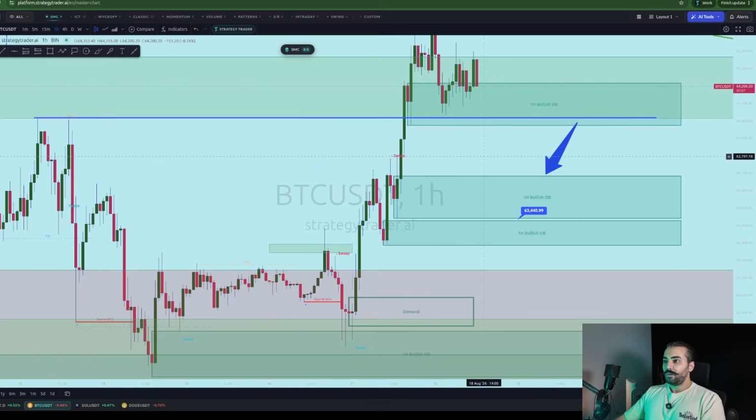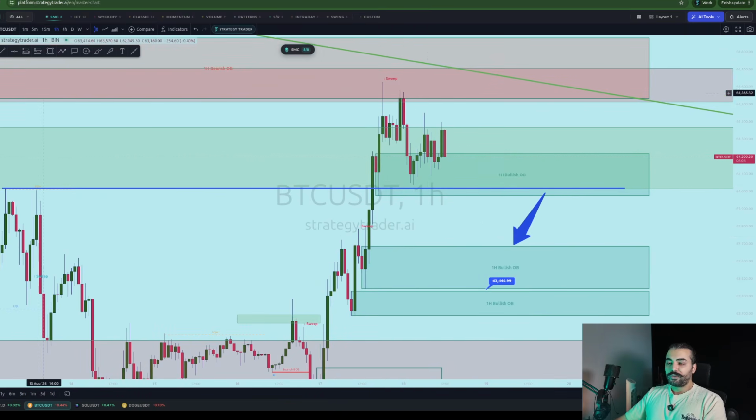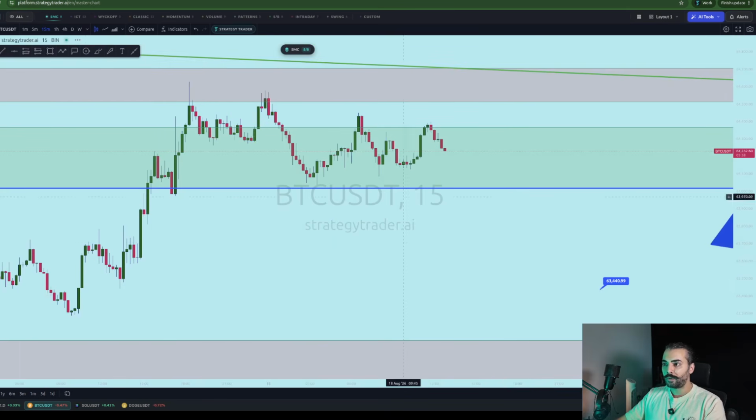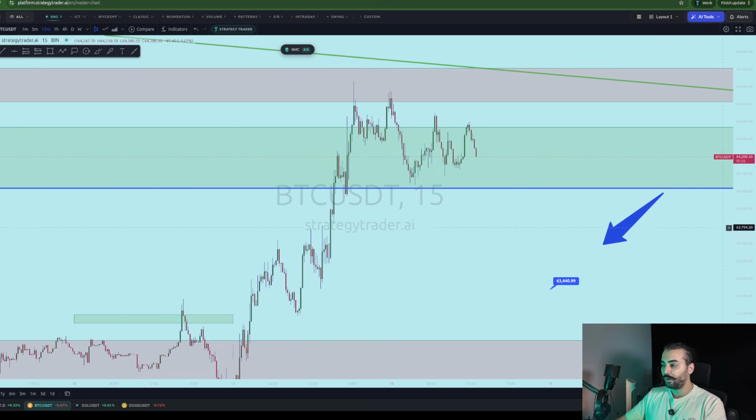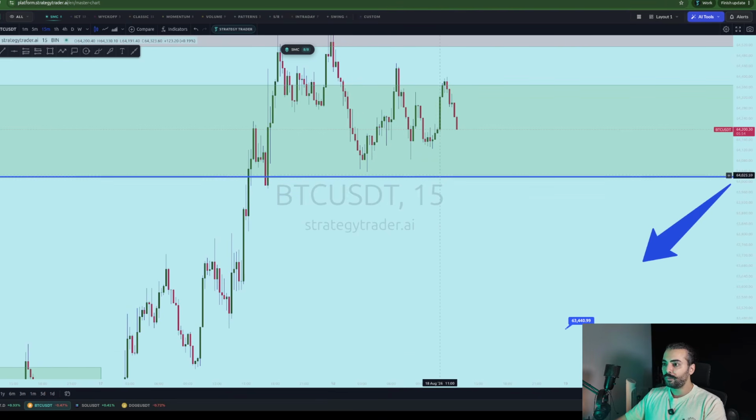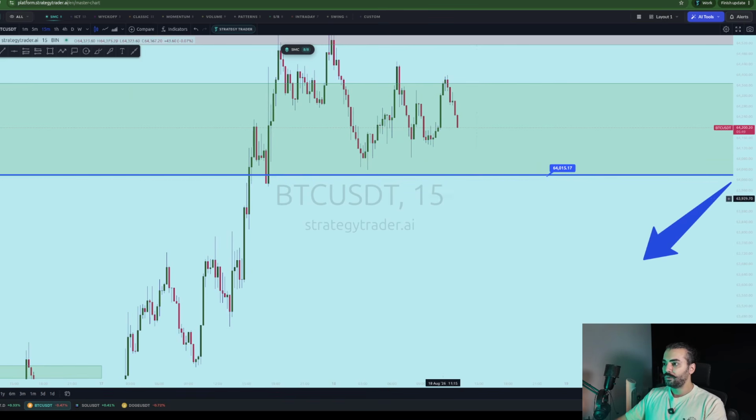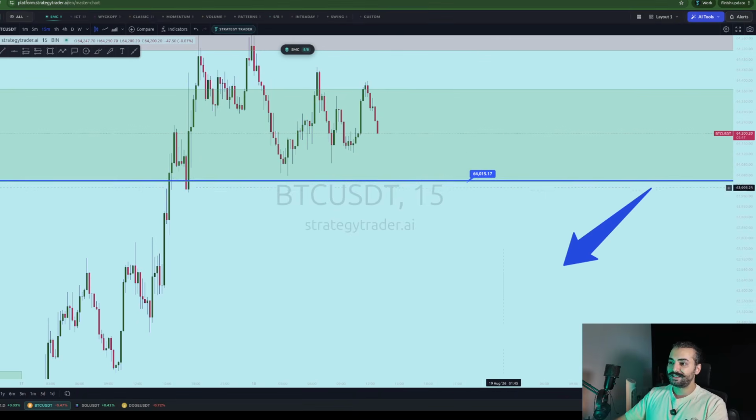So once we break below this line, we know that the target for us would be here. If we go to the lower time frame, we can also open short positions, again only when we break below this blue line, 64K. Once we break below this 64K, then we can open our shorts on the pullbacks.